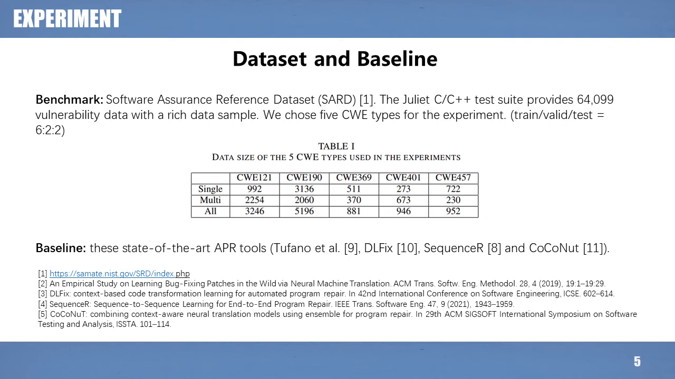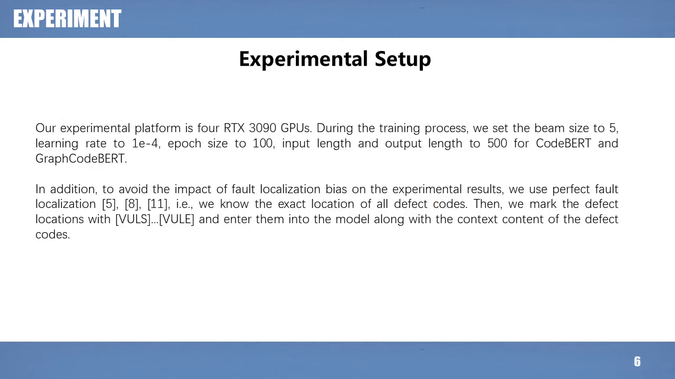To compare the performance of each API tool or method, we choose these state-of-the-art API tools: Chengyi, IFIP, SequenceR, and Coconut to evaluate the performance of single-line and multi-line vulnerability repair in comparison with our schemes. In our experiment, we set the above detailed configuration.